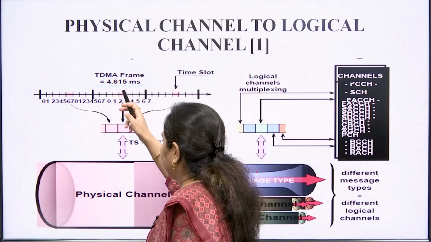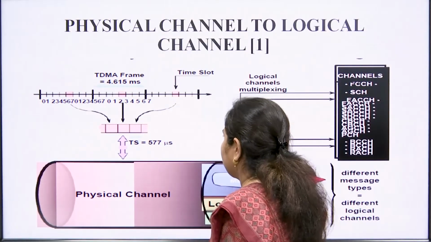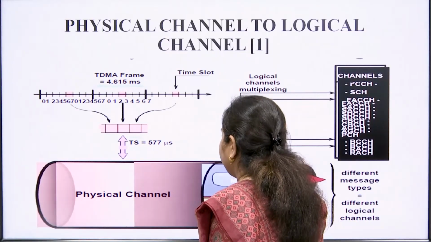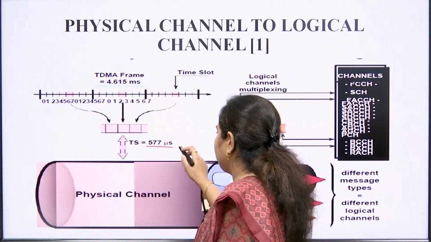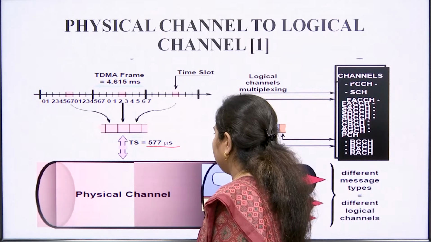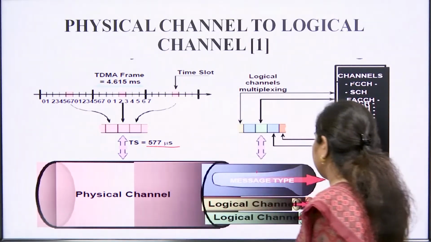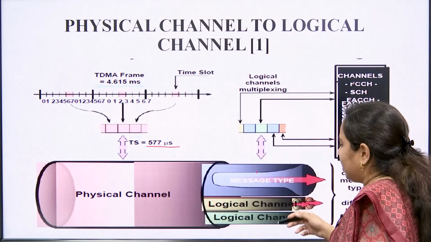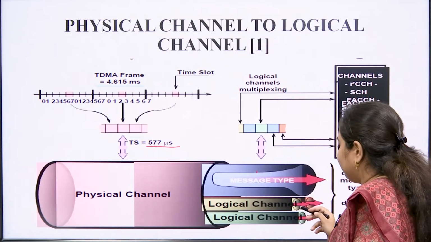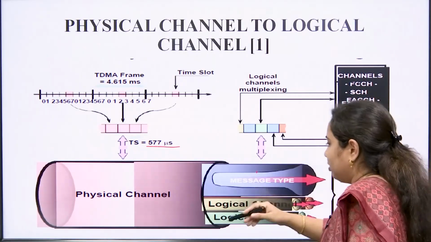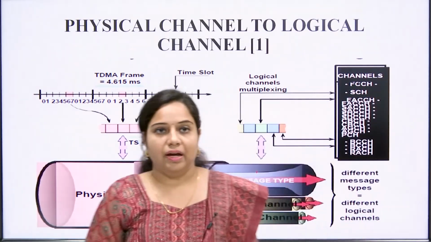A TDMA frame is 4.615 milliseconds, which constitutes time slots, and each will be equivalent to 577 microseconds. This is the time slot that you want to transmit in. Now, the logical channel is basically going to deliver the information. So, this is the broad sense of physical and logical channels.